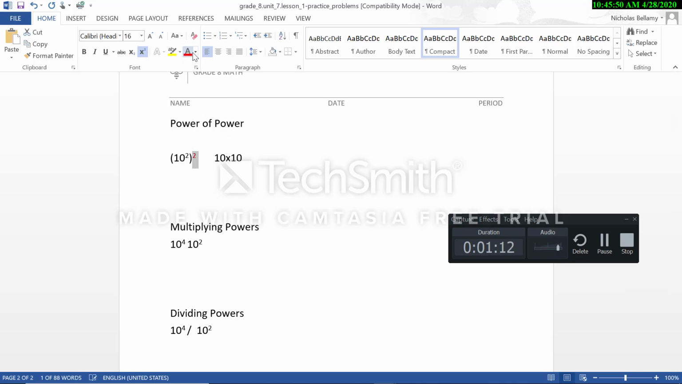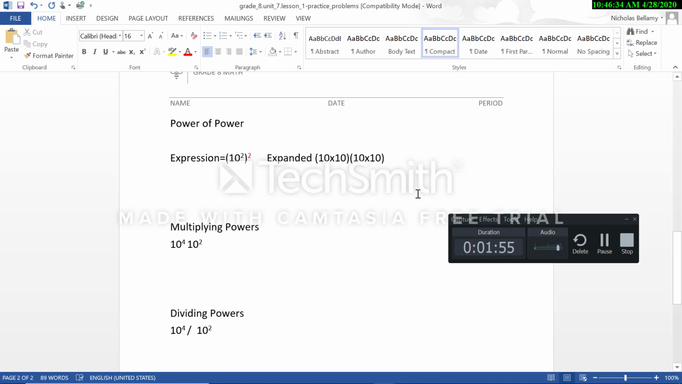groups of this, right? So now I can rewrite this whole expression as 10 times 10 times 10 times 10. I have two groups of this function, right? So this exponent is telling me I have two of these. Okay, so if I were to expand this like I just did, I have two groups of 10 to the second power. So this here is my expression. This here is expanding.